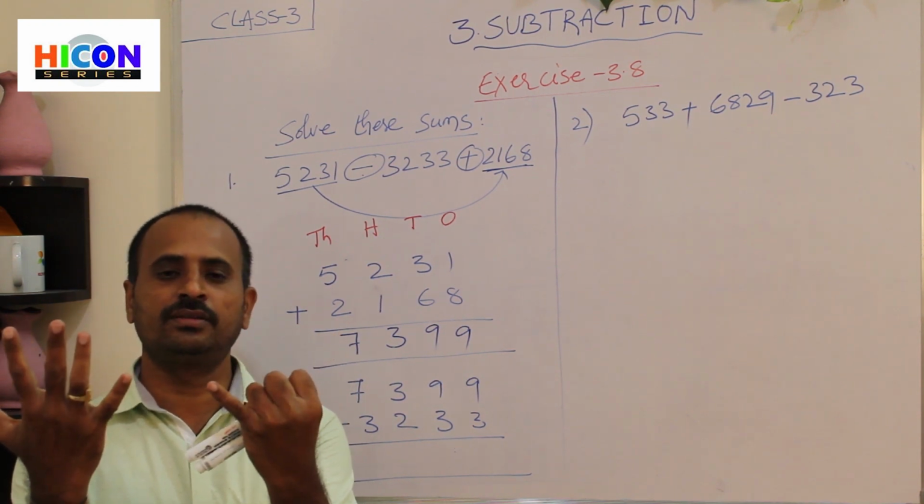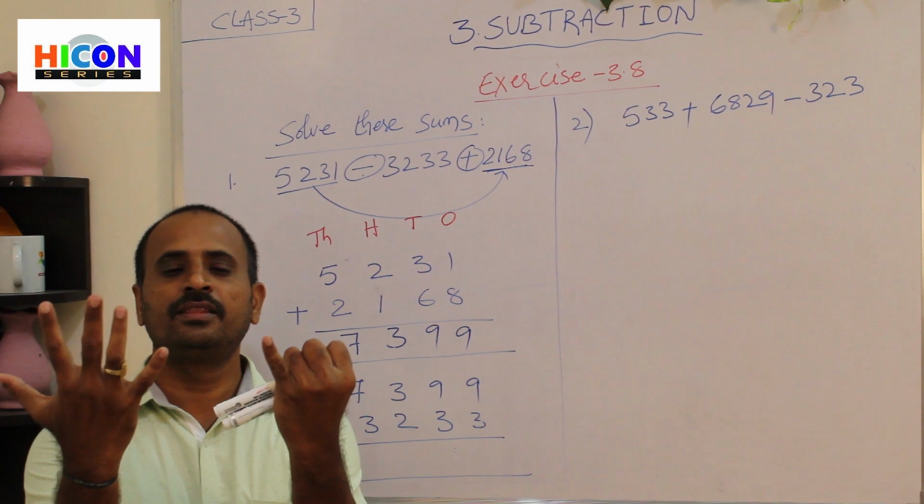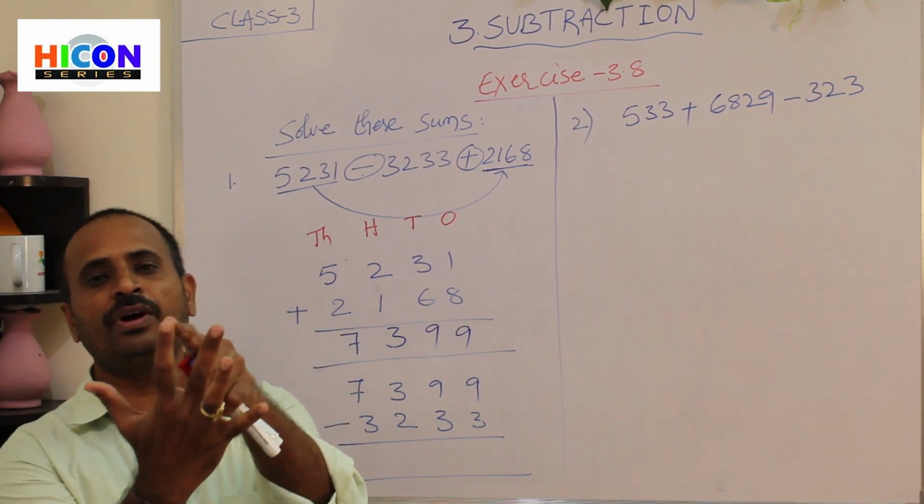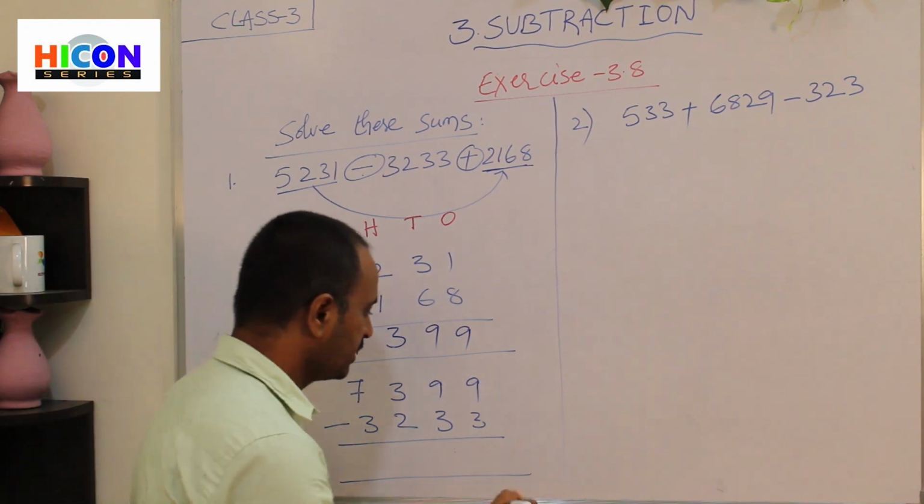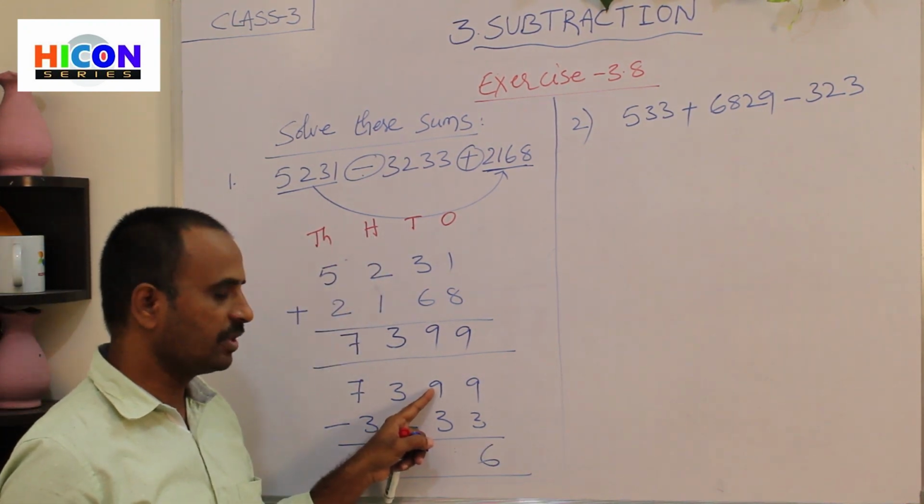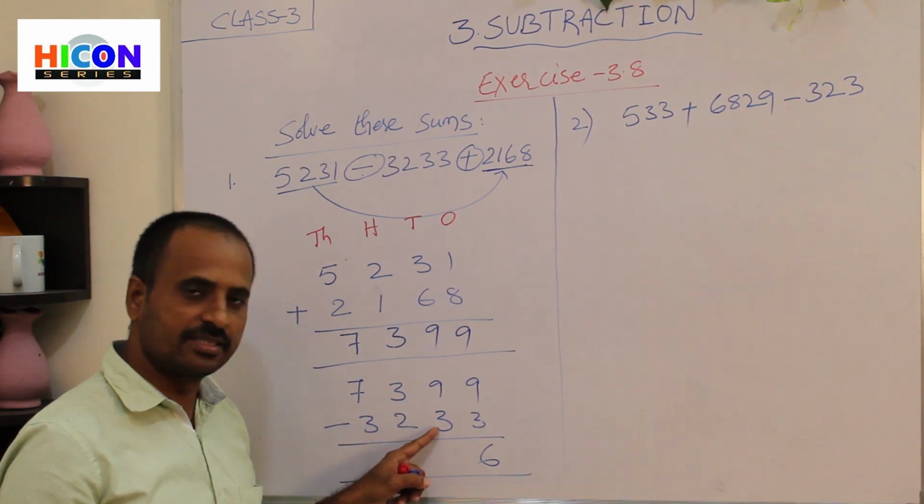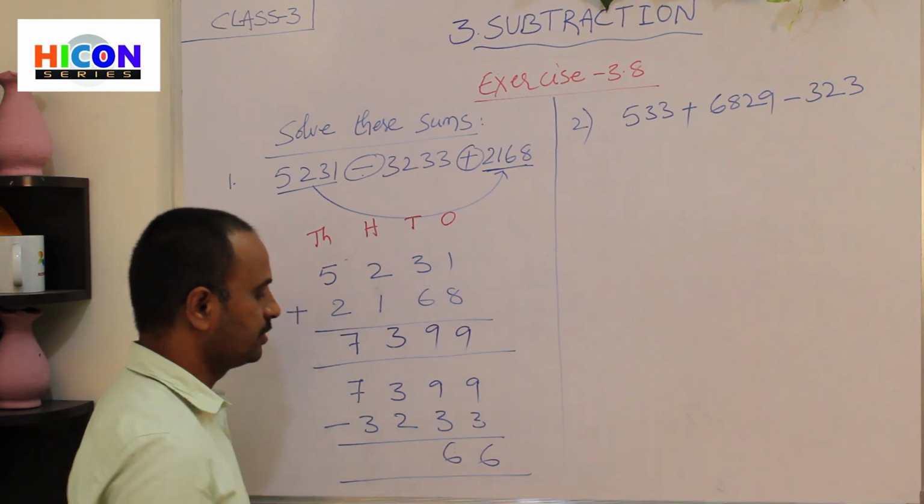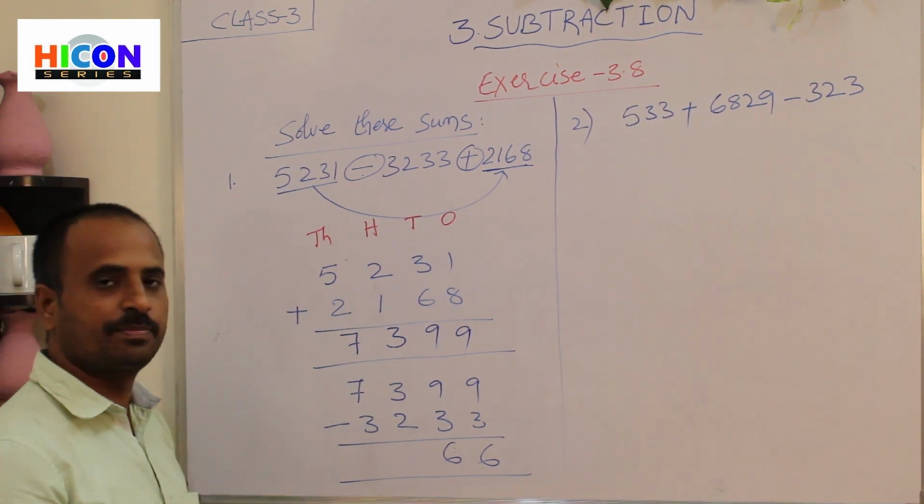1, 2, 3. Children, how many fingers are there? There are remaining 1, 2, 3, 4, 5, 6. There are remaining 6 fingers. So write 6. Again here also, the first number is 9. The second one is 3. If we subtract 3 from 9, we will get again 6. So write 6 here. Now go to hundreds place.